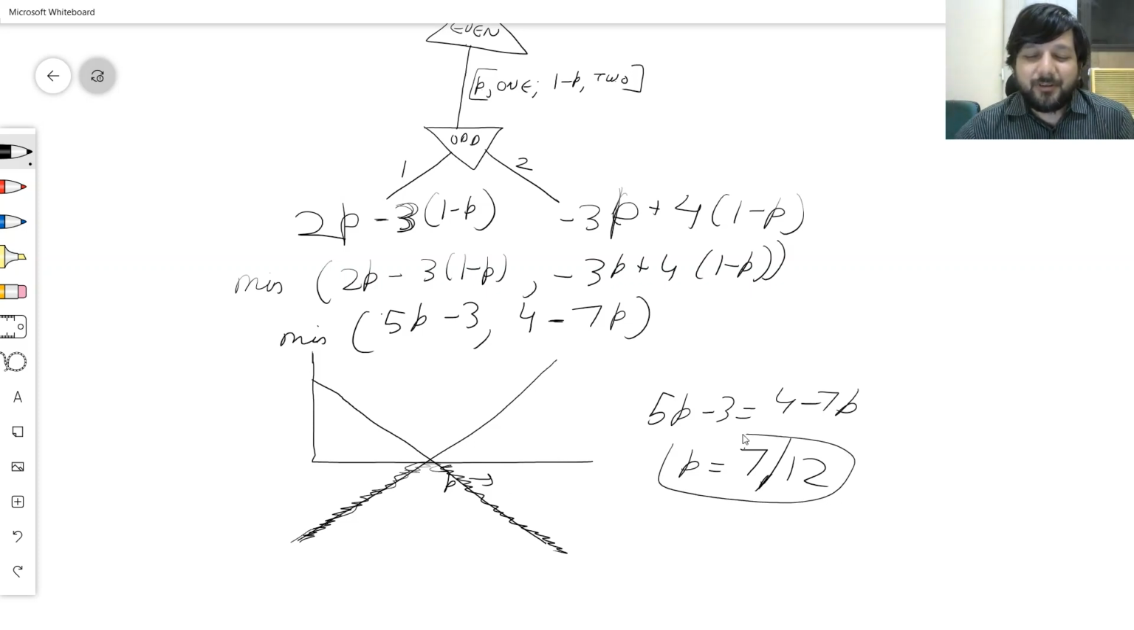That's exactly what even would do. 7 by 12 of the time it will select 1, and 1 minus 7 by 12 of the time it will select 2. So generate a random number, take a 12-faced dice, and if a number from 1 to 7 comes, you select 1. If numbers 8 to 12 come, you select 2. That is how you maximize this.